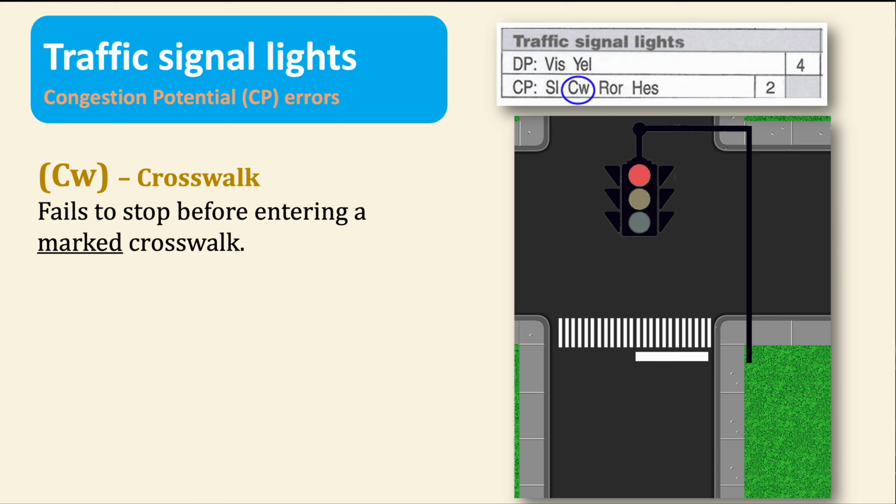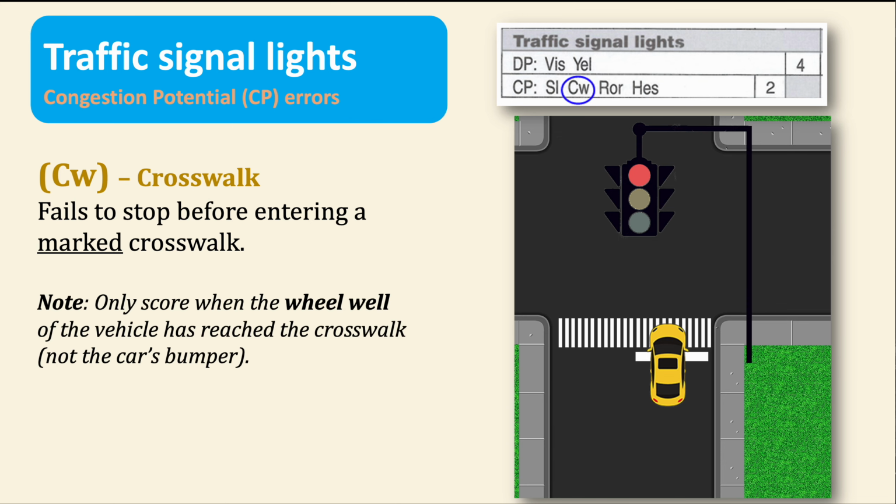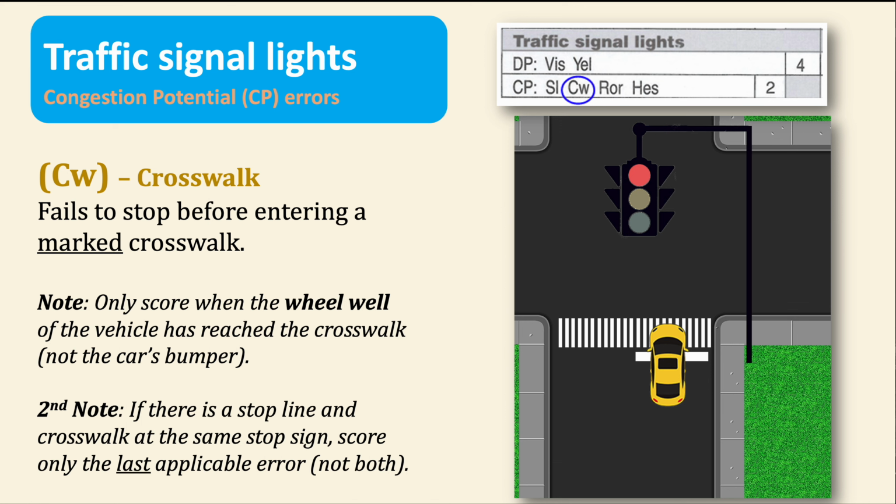Now if there's a crosswalk, and the applicant fails to stop before entering a marked crosswalk, then you're going to score CW. Remember, only when the wheel well has reached the crosswalk. And if there's a stop line and a crosswalk, score only the last applicable error, but not both.